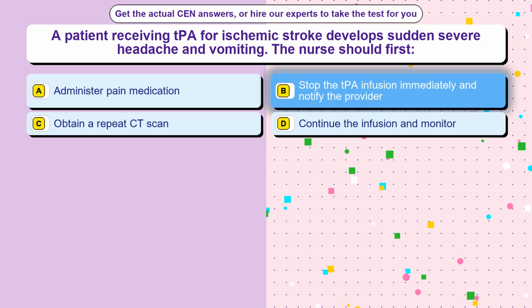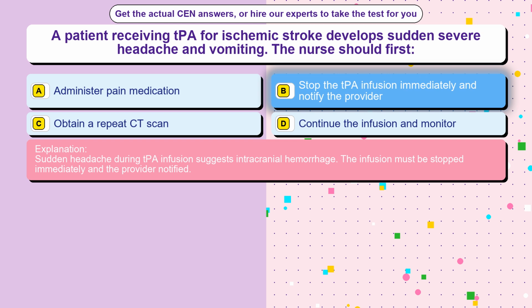The correct answer is Option B, stop the TPA infusion immediately and notify the provider. Sudden headache during TPA infusion suggests intracranial hemorrhage. The infusion must be stopped immediately and the provider notified.